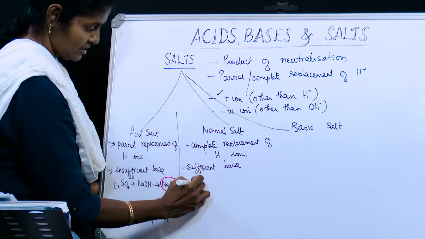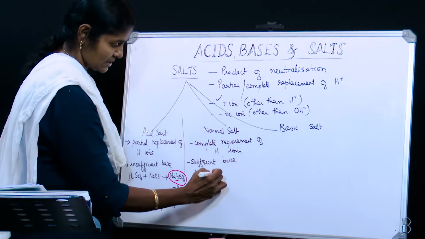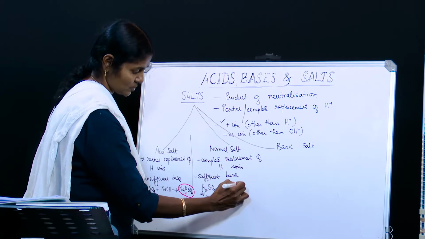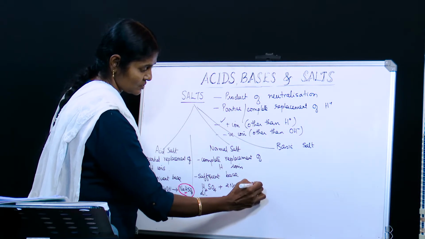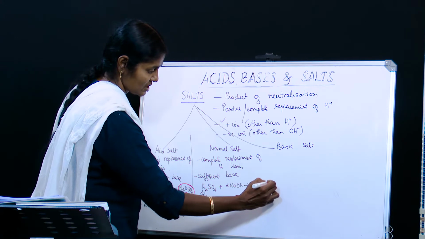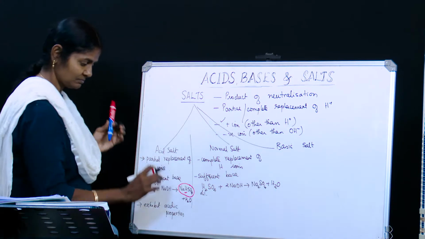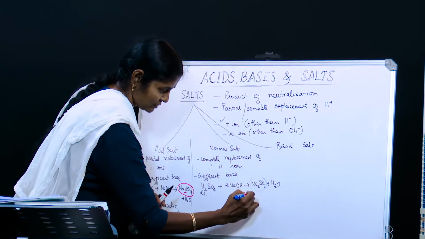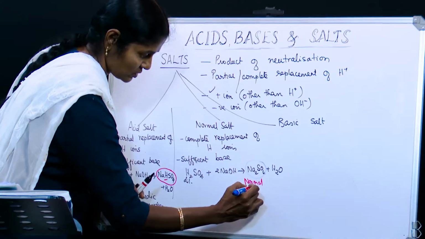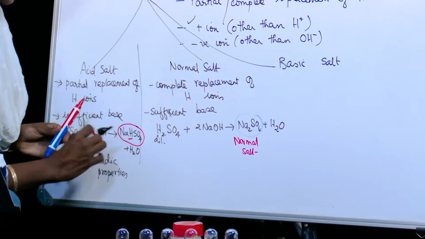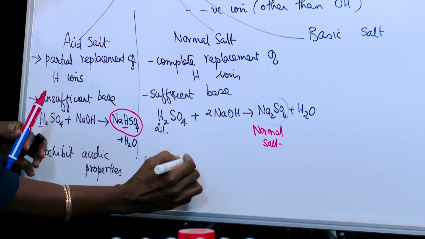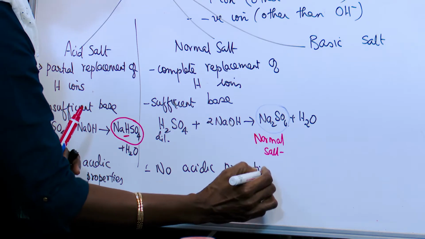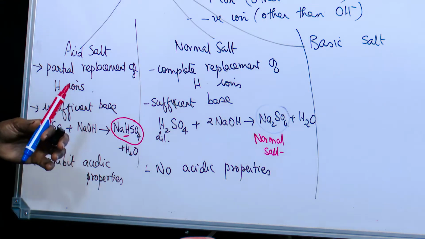Okay, for example, if the same dilute sulfuric acid reacts with enough amount of sodium hydroxide, that gives you sodium sulfate plus water. Now there is no hydrogen here, therefore this is a normal salt. So if there is no hydrogen, then there are no acidic properties. Alright, now going to the basic salt.